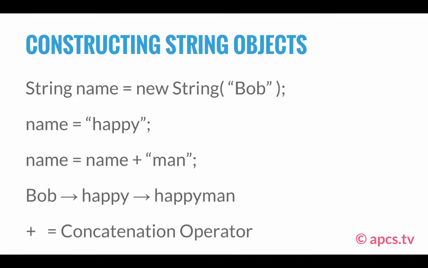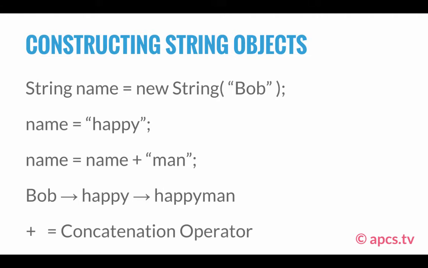String name equals new String("Bob"). What this is doing is instantiating a string object with a value of Bob, and the name of this object is name. And if you wanted to change the value of the string object from Bob, you could change it to name equals the string "happy". So now that value of name would be happy.